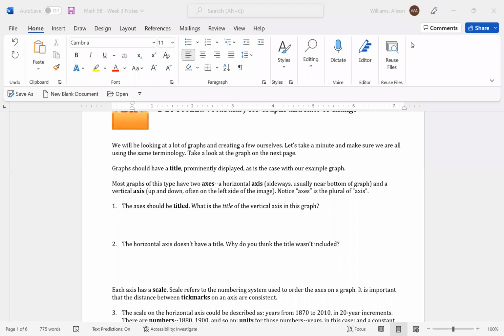Most of these graphs have 2 axes, a horizontal axis, which is sideways near the bottom, and a vertical axis, the up and down one on the left. And they mention that, of course, axes is the plural of axis. So the axis should be titled. What is the title of the vertical axis on this graph?